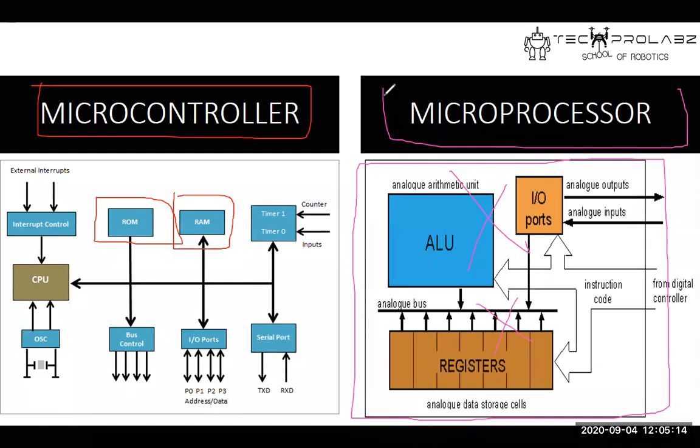So if you want to connect a RAM or a ROM to a microprocessor, last session I told you that we have to connect it externally. We have to buy an external RAM and we can connect it. And we have also seen the examples where we use a microprocessor: in our computers, laptops, and also in servers.